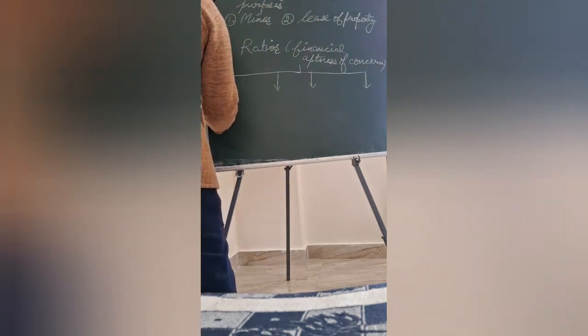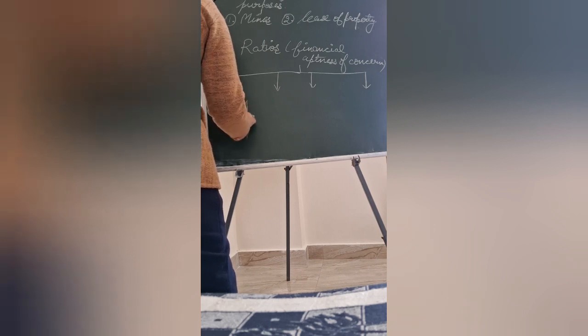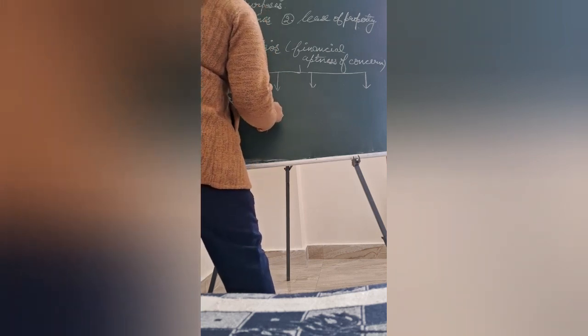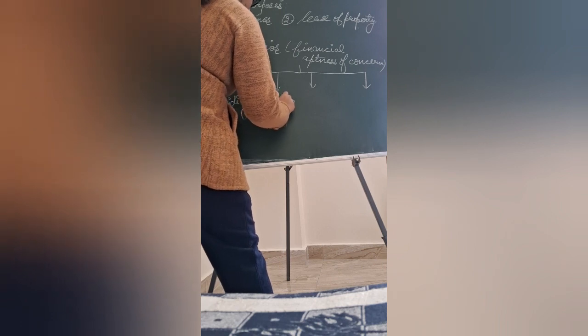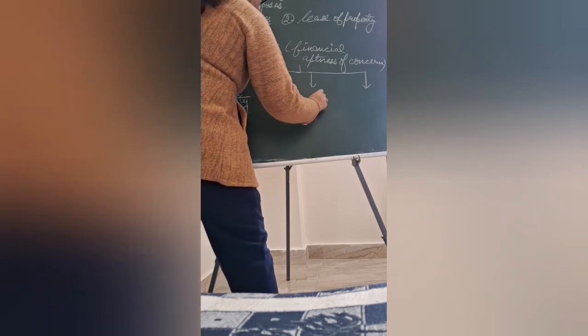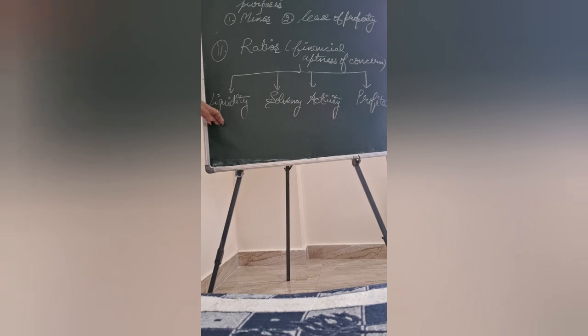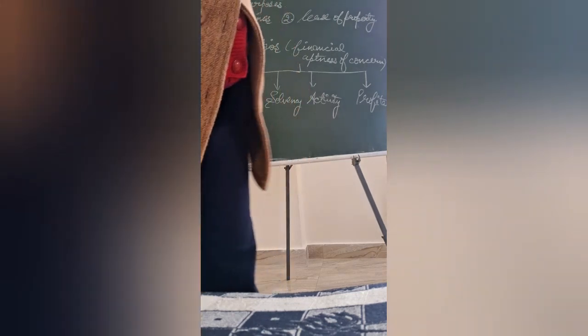First is the liquidity ratios. After liquidity ratios, we have the solvency ratios. Then we have the activity ratios. And last we have the profitability ratios. So these are the types of ratios. All are there for a certain purpose, like liquidity ratios. Liquidity ratios tell the short-term financial position. So we will cover these four ratios one by one.